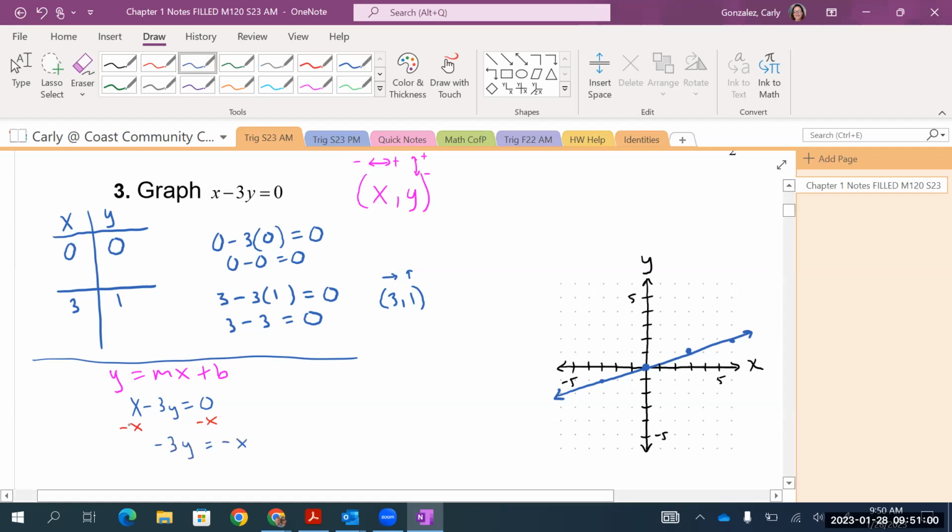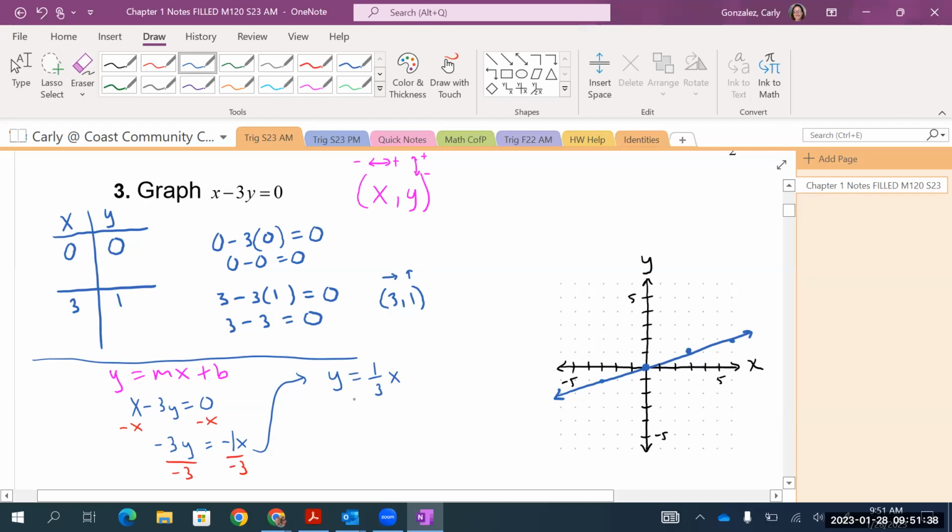So the x's cancel on the left, and I get negative 3y equals negative x. Now I can divide both sides by negative 3. Now this gives me y by itself, y equals, and I want a number in front of x. So if I put a negative 1 in front of x, now I can say 1 over 3, but a negative divided by a negative is a positive. So I get y equals 1/3 x.